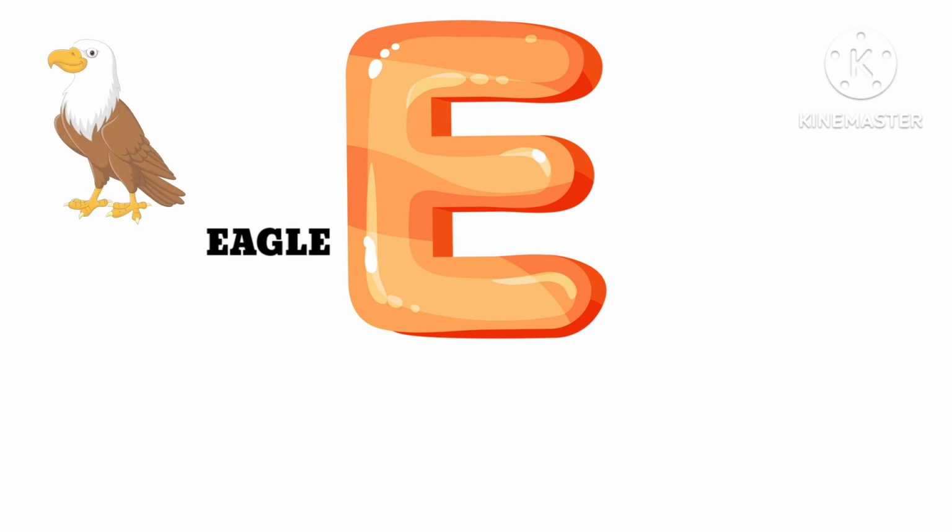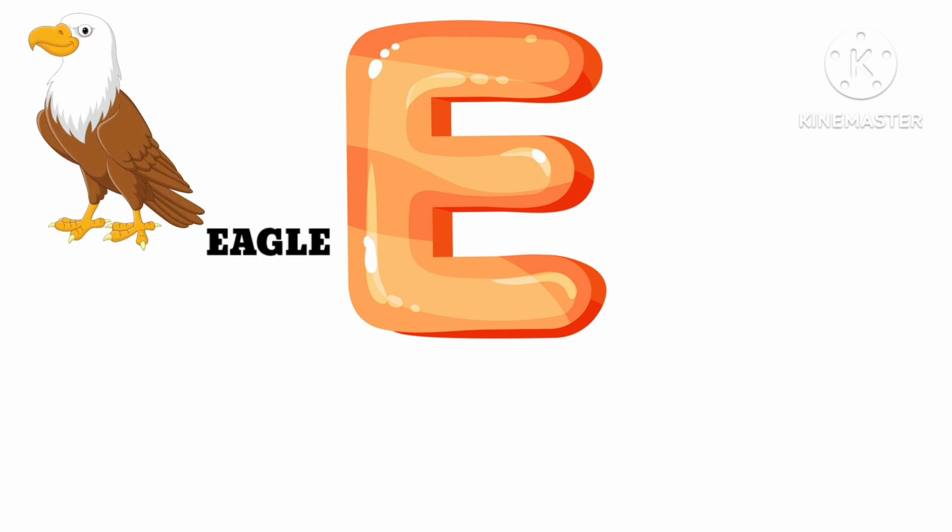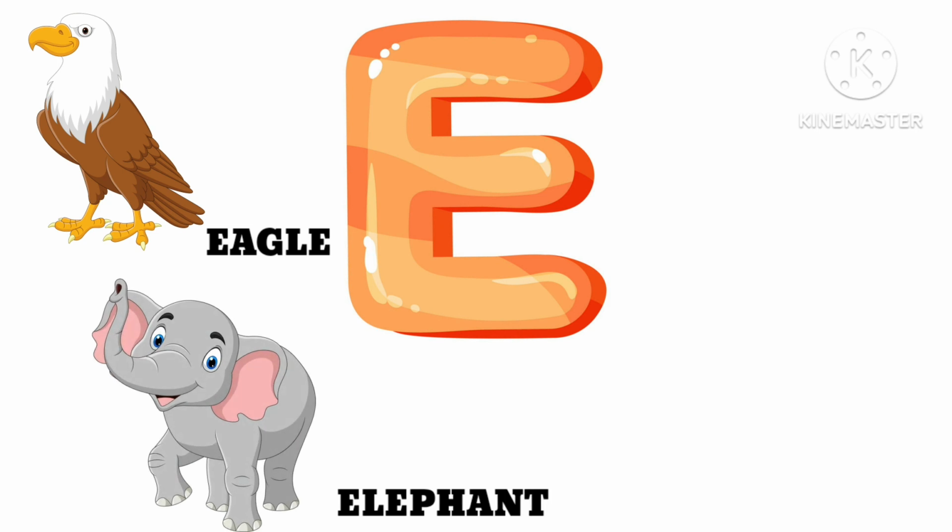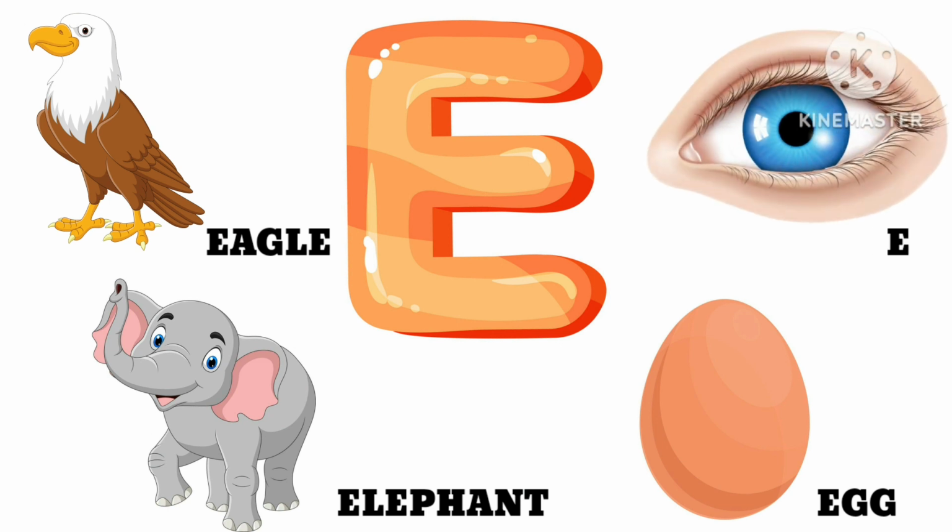This is alphabet E. E for eagle. E for elephant. E for egg. E for eye.